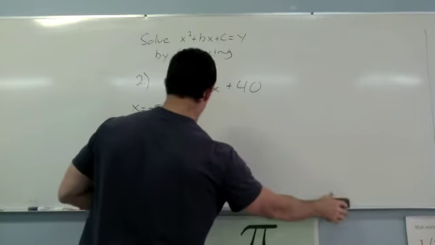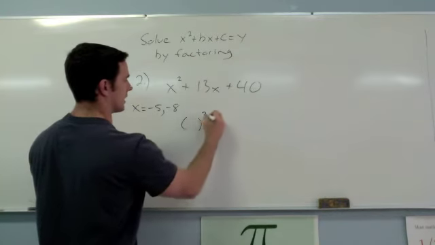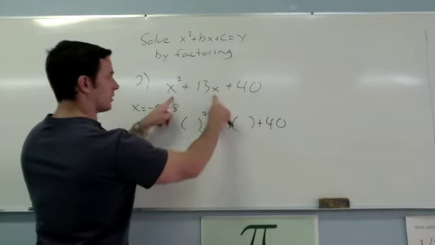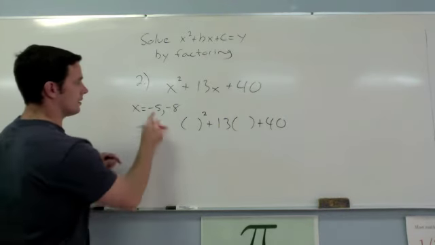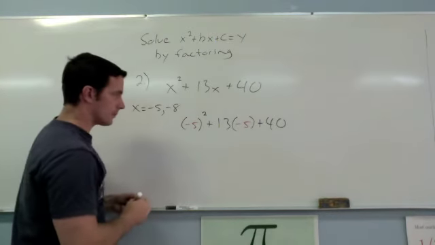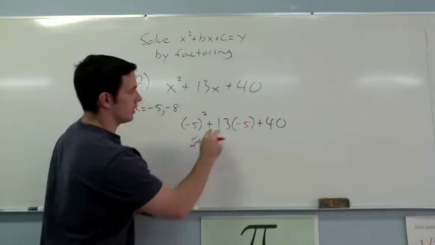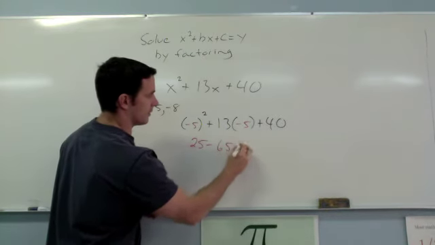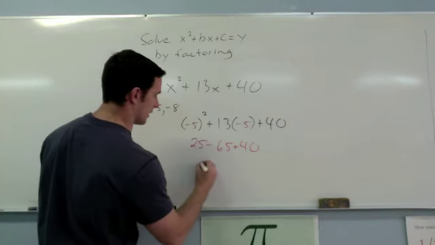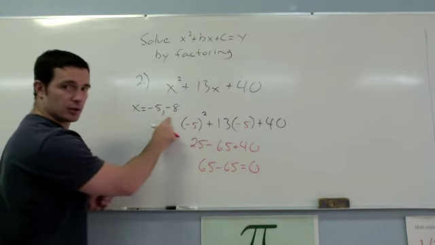I'm going to go ahead and take the -5 and plug it in. So parentheses to the second power, plus 13, parentheses, plus 40. Again, I use the parentheses in place of my variables. -5, I'll start with that one. -5 to the second power gives me positive 25. This is going to give me -65 plus 40. 25 plus 40 gives me 65, so I get 65 minus 65 equals 0. This answer is correct. Let's try the -8.